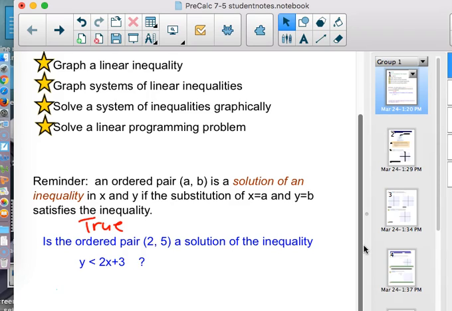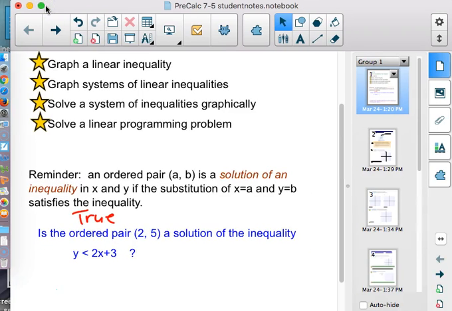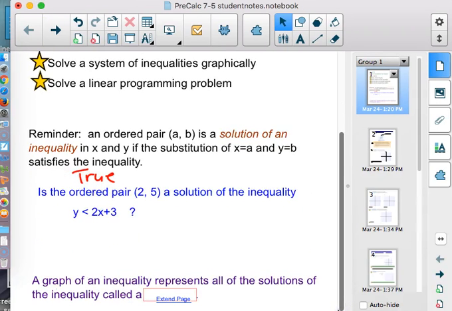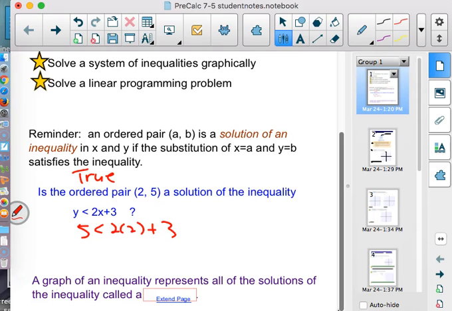So the first thing we do, and yeah, I know this is kind of baby steps and below you a little bit here, but the first thing we do is we say, is the ordered pair (2, 5) a solution to the inequality? Well, all we have to do is plug it in and make sure the statement's true. So the y would be a 5, less than 2 times 2 plus 3. You do a little math in your noggin and say, hey, that's 7. And you ask yourself, is 5 less than 7? It's true.